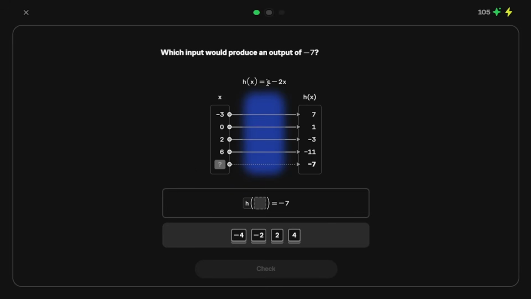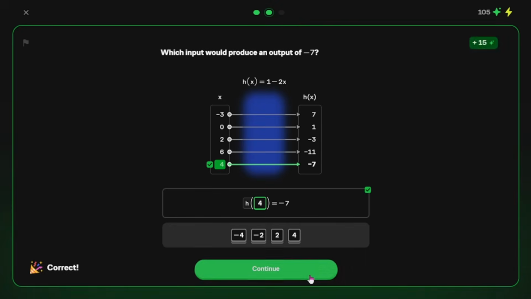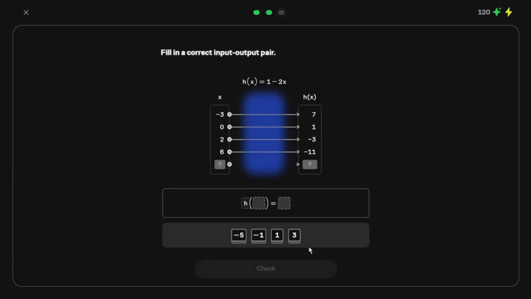2 means 1 minus 4x, I would say, minus 4. So that will equal negative 7? No, it's not. So now let's try 4. If 1 minus 8, this will equal negative 7? Yes, it does. So let's try one more. I have h of x equals 1 minus 2x. So it's just the same thing, but I get to make my own.